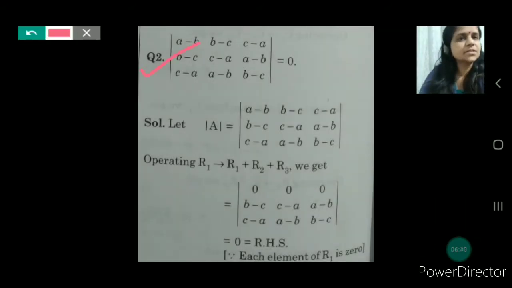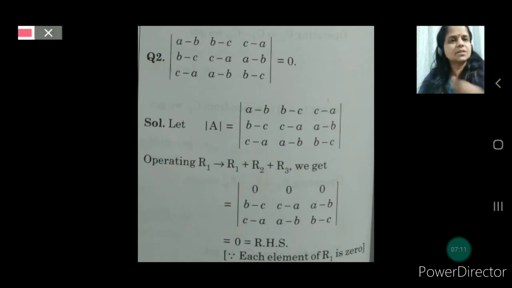Determinant is given, students. Now operating R1 plus R2 plus R3, meaning adding R2 and R3 into row 1. Here the first element of row 1 is A minus B, and then we add B minus C, the element of the second row, and the element of the third row is C minus A. So you will get 0 here.